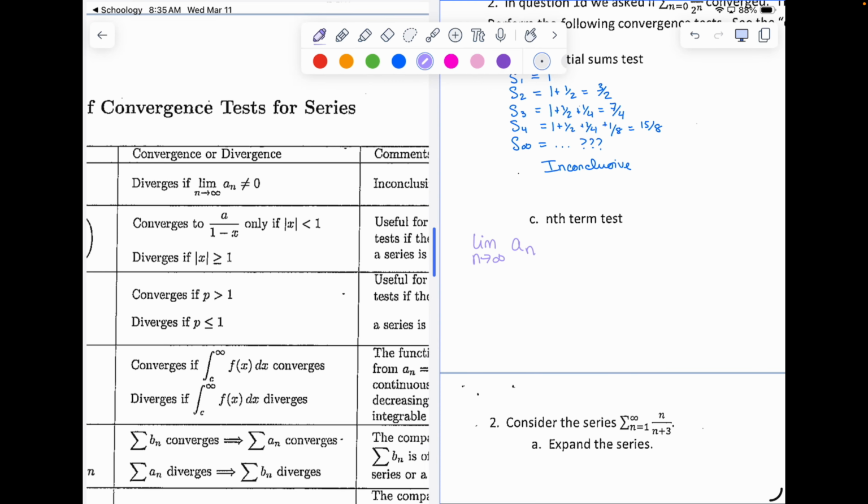So the limit as n approaches infinity of 1 over 2 to the n, we did this up above, right? We said it approaches 1 over infinity, which approaches 0. So this is inconclusive. If it didn't get to 0, it would diverge. But it does, so maybe it does converge.